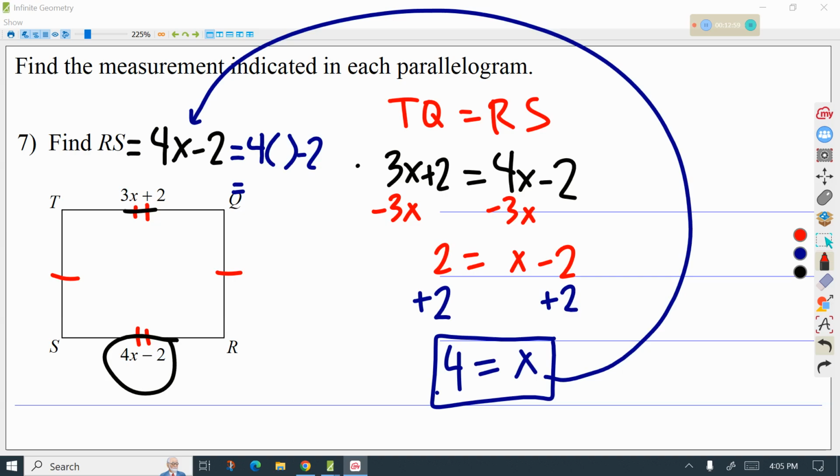So I'm going to put my 4 in here, but I know I'm going to do 4 times 4. That's 16, and 16 minus 2 is 14, right? So if I put 4 right there, we got 16. 16 minus 2 makes 14. So that's our final answer for number 7.